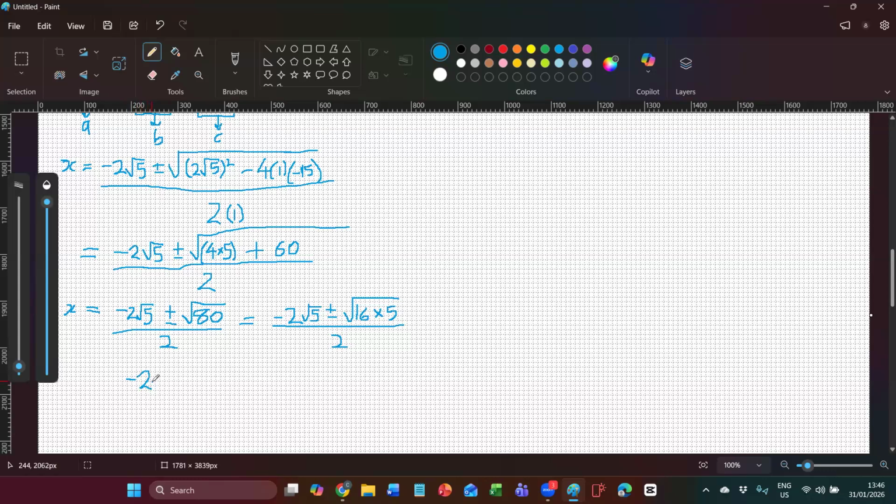So this guy will now look like this: minus 2 sod 5, plus or minus sod 16 is 4. That square root of 16 is 4. And then your sod 5 comes into play. So that's it. Are you good with it up to this point? Yes, I'm following, sir. Excellent. Good, good.